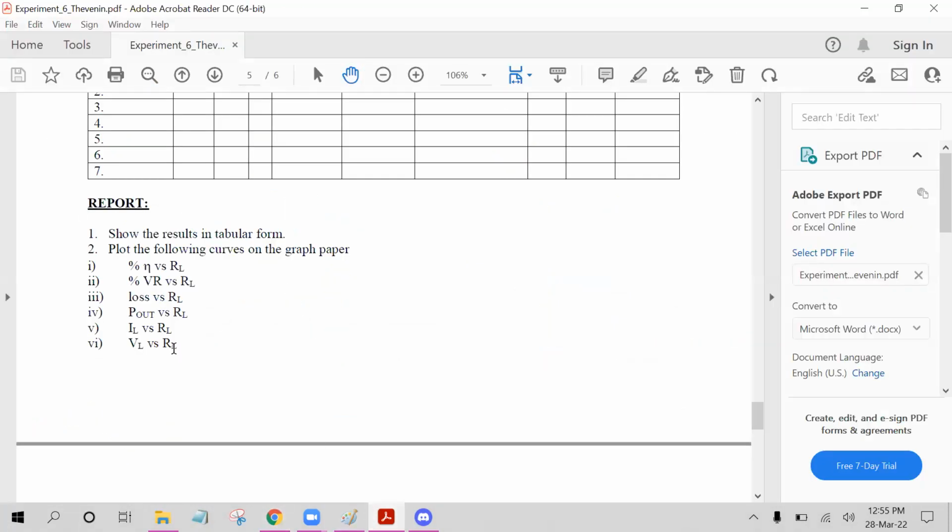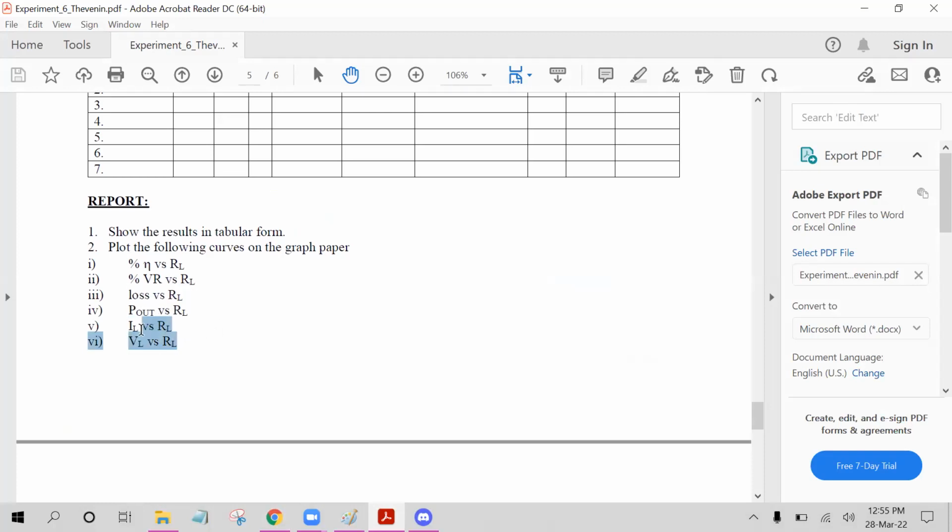Maybe the VL, IL, and the output power. I think you can put these 3 graphs in a single chart. I'm not sure about the others. Please observe what happens to other values and then plot those. Okay.